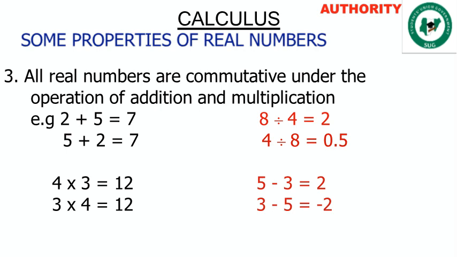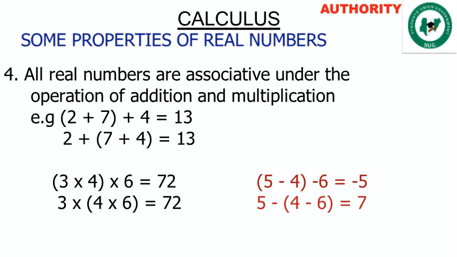But under subtraction, it's not like that. Let's just use subtraction. You can say 5 minus 3 is equal to 2. Now let's say 3 minus 5. What will it give you? Minus 2. It's not commutative. It's not the same. So the number 3 property of real numbers says all real numbers are commutative under the operation of addition and multiplication. And I've just explained commutative. Alright, now let's go.